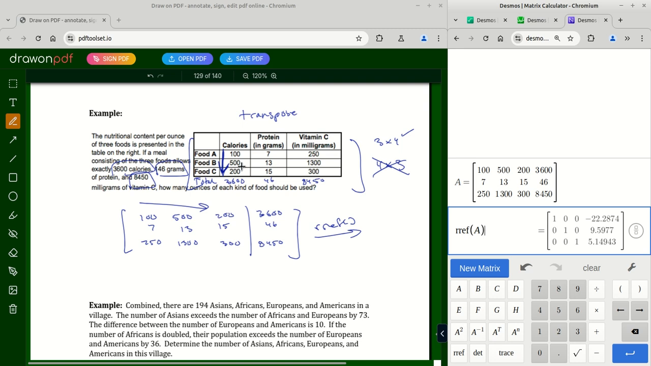100, 500, 200, 3,600, 7, 13, 15, 46, and then 250, 13, 300, and then 4, 8, 4, 5, 0. 2, 5, 2, 3600. I know that this is the way to do it. I was just being silly for a little bit, but this is weird. Let me check my workbook. I know that you get integer numbers.